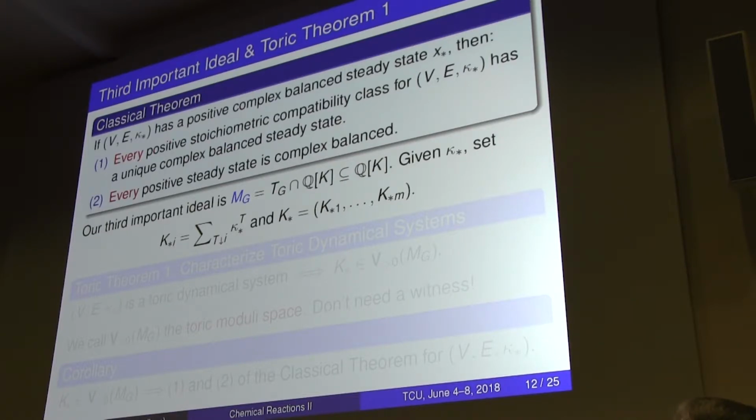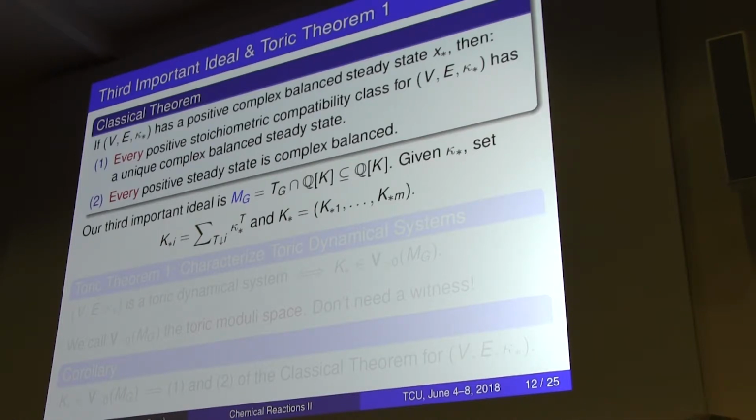Remember that if I have one of my complex balanced steady states, then the classical lecture says that in every positive stoichiometric compatibility class, there's a unique complex balanced steady state, which is also locally attracting. And furthermore, in this setting, any positive steady state is actually complex balanced. And of course, a positive complex balanced steady state says toric dynamical system. For a toric dynamical system, you have this wonderful behavior.